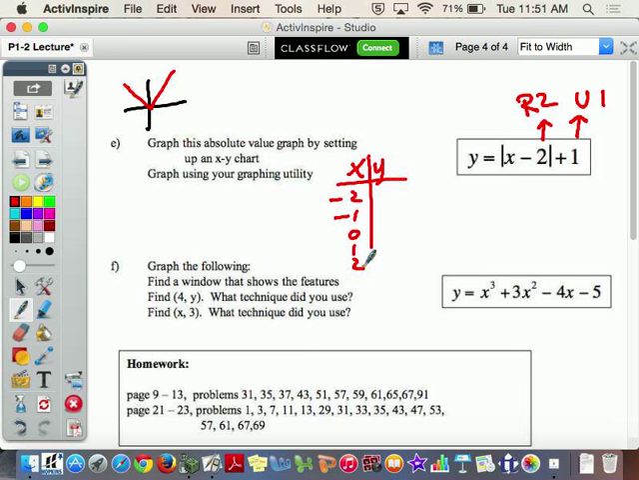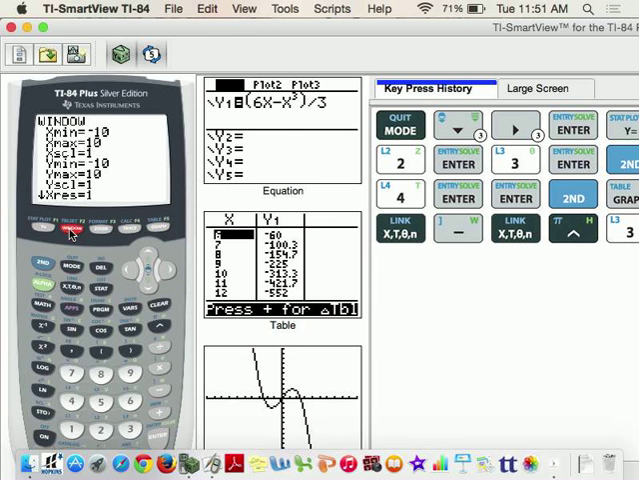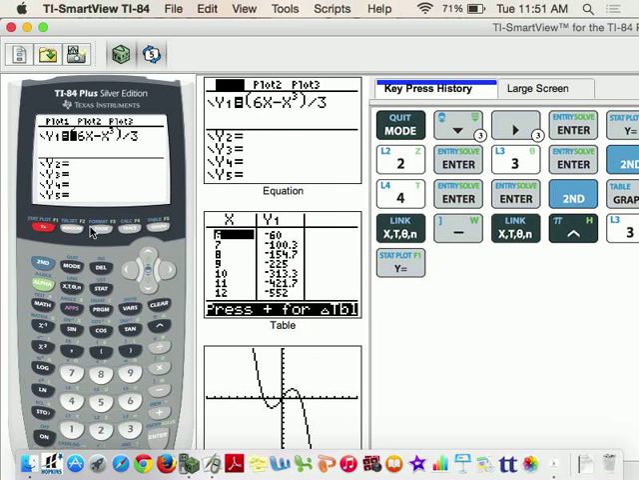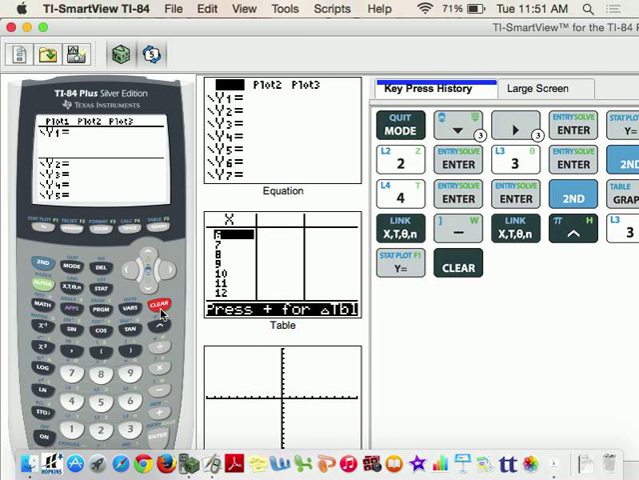What they're asking for is using your graphing utility, which means basically your calculator. So what I want you to do is pay attention as I put this into the calculator, because what they want you to understand is how to do the absolute value in there. So I go to my calculator now, and I go to my y equals. I'm going to clear out that equation so I don't have that cubic anymore. And it was the absolute value.